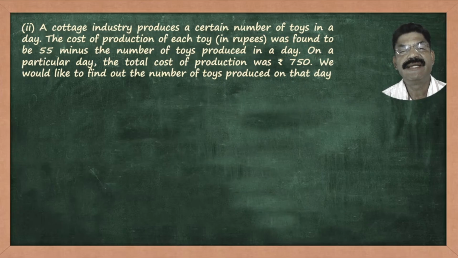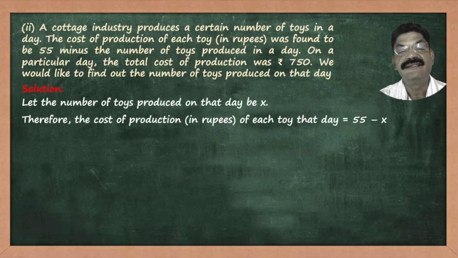So on a particular day, the total cost of production was rupees 750. We would like to find out the number of toys produced on that day. So what is to be found? The number of toys produced. So we take x to be the number of toys produced on that particular day.